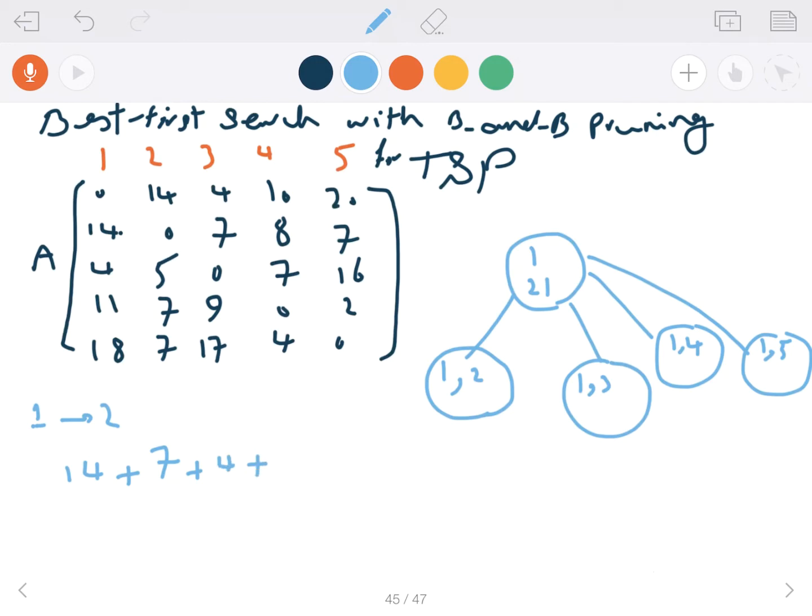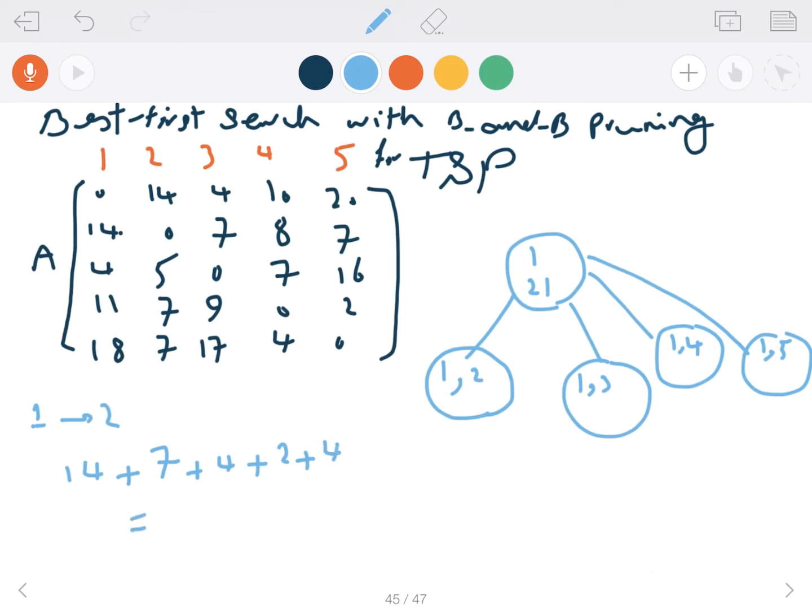For node 4 we have the same thing. We are already at node 2, so we are not going to go from node 2 to 4 and back to 2 again. So the minimum will be between 11, 9, and 2. That is going to be equal to 2. The next node is node 5. The minimum is between 18, 17, and 4. Again, not from 2, because we are not going back from 2 to itself. So it's going to be the value 4.